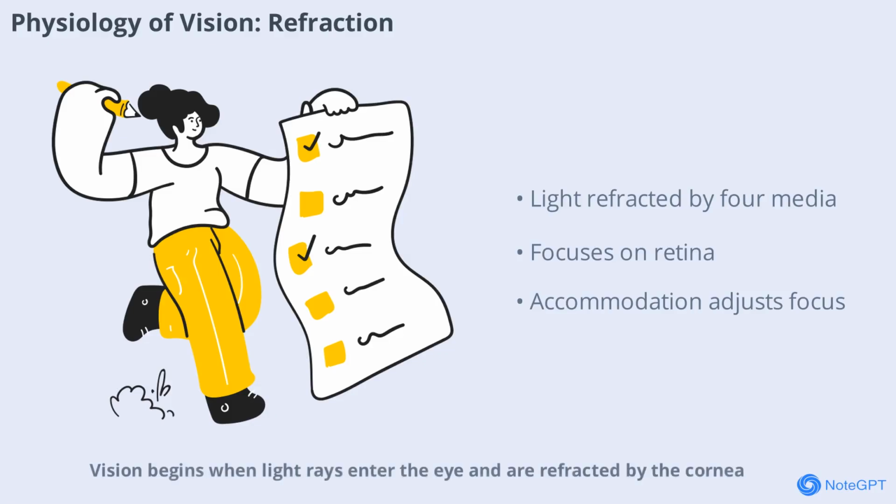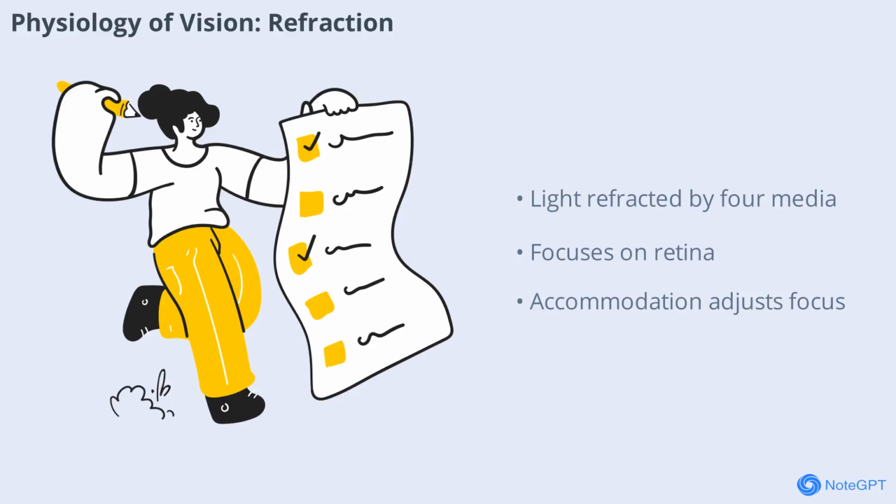Vision begins when light rays enter the eye and are refracted by the cornea, aqueous humor, lens, and vitreous humor. These transparent media focus light precisely onto the retina, particularly the macula where visual acuity is highest. Any irregularity in these structures can cause refractive errors, leading to blurred vision. The eye's ability to adjust focus for objects at different distances is known as accommodation.